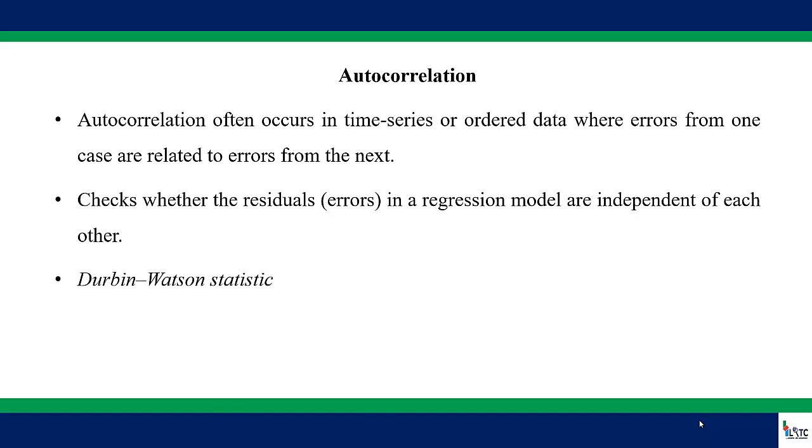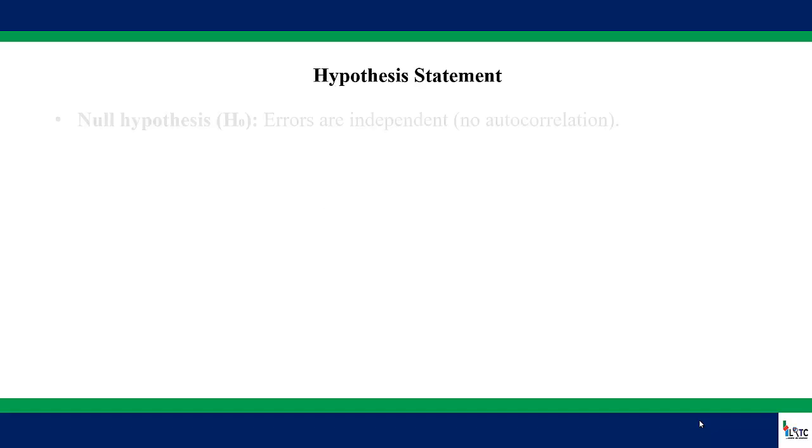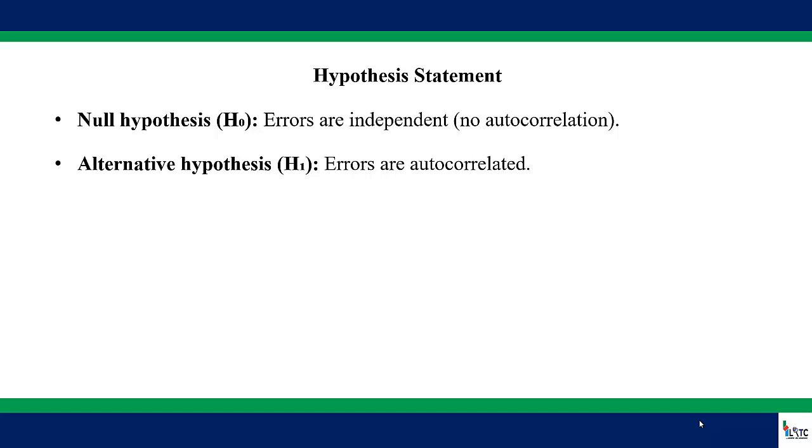I've said earlier that we are going to be making use of Durbin-Watson statistics to check for this particular problem. Now let's take a look at the hypothesis statement. The null hypothesis is that the errors are independent, that is, there is no problem of autocorrelation, while the alternate says that the errors are autocorrelated, that is, there is a problem of autocorrelation.